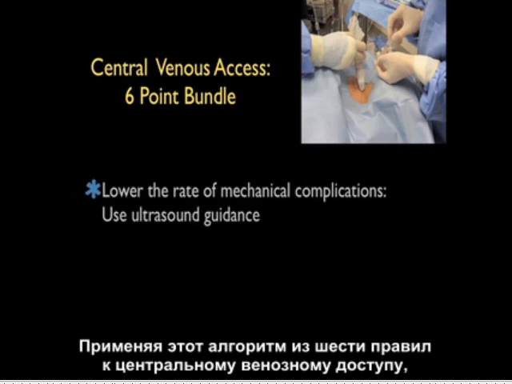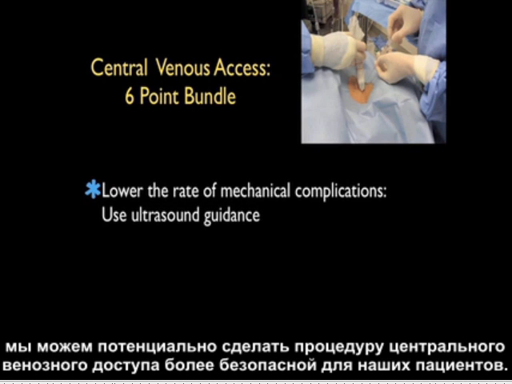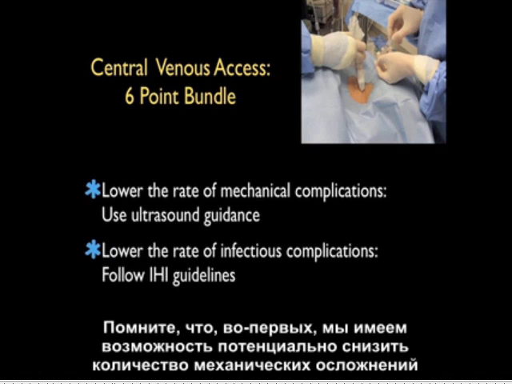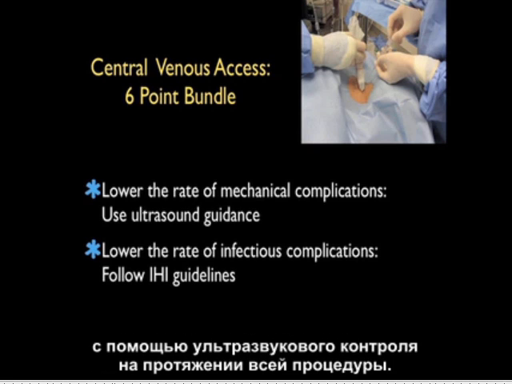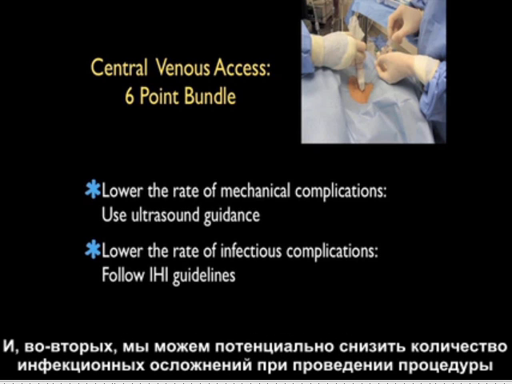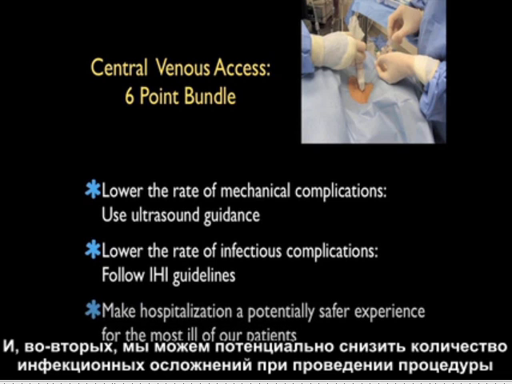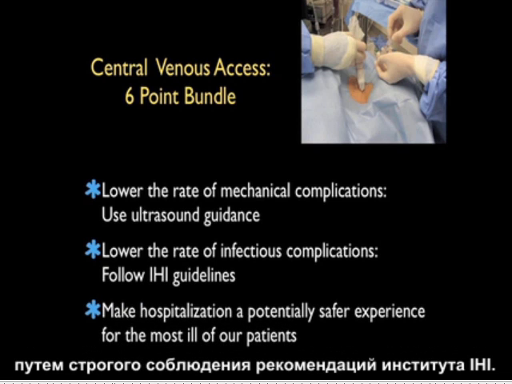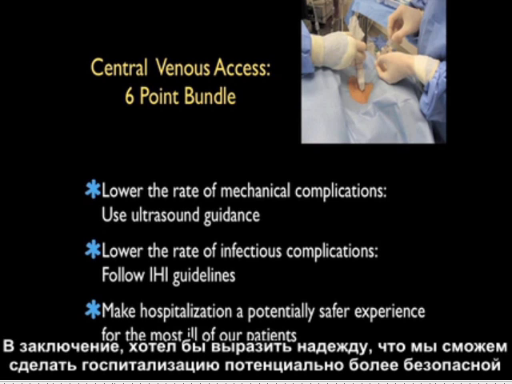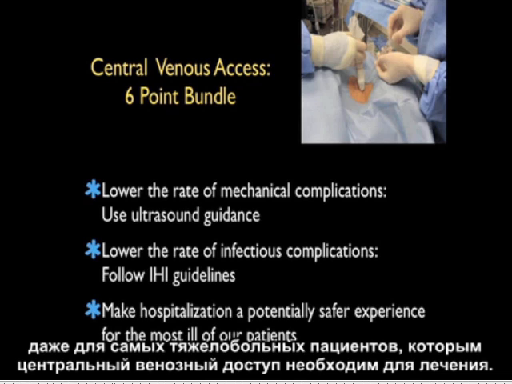Through adherence to the central venous access 6-point bundle, we can potentially make the central venous access procedure a safer one for our patients. Remember that number one, we can potentially lower the rate of mechanical complications by using ultrasound guidance throughout the procedure. And number two, we can potentially lower the rate of infectious complications of the procedure by close adherence to the IHI guidelines. In conclusion, hopefully we can make hospitalization a potentially safer experience for the most ill of our patients who are receiving central venous access for their treatments.